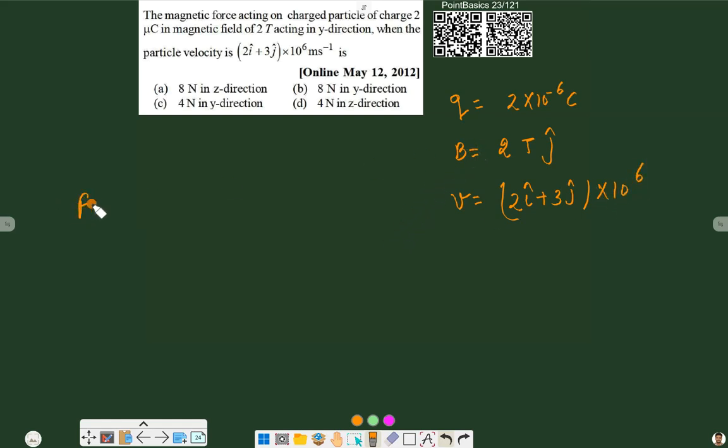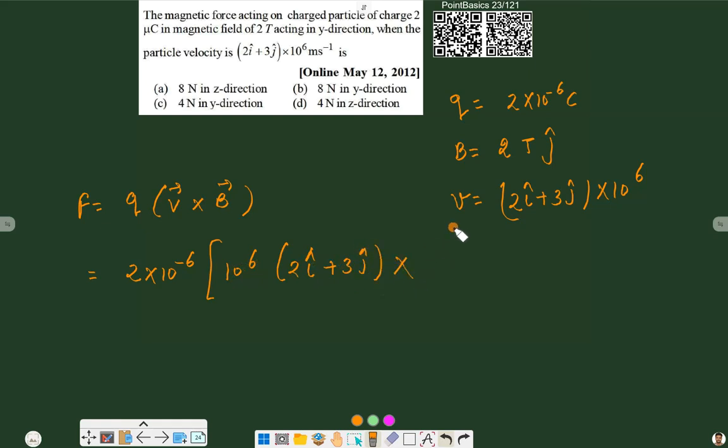So force is given by Q V cross B. As we have only one component in the magnetic field, we can do a simple cross product without using the matrix method. So it will be 2 into 10 raised to power minus 6, into the velocity, 10 raised to power 6, times (2I plus 3J) cross product with 2J. So this 10 raised to power 6 cancels with 10 raised to power minus 6, and we are only left with 2.